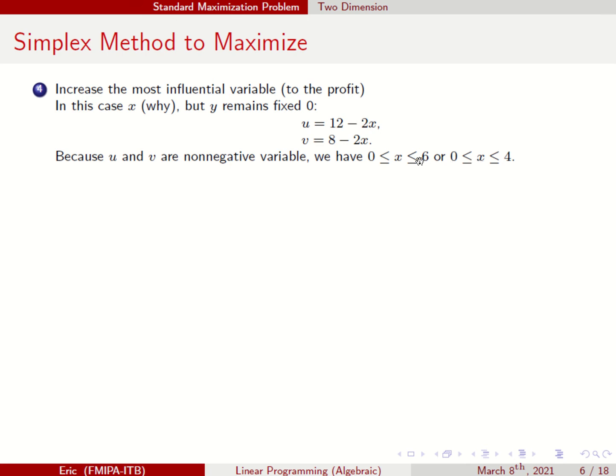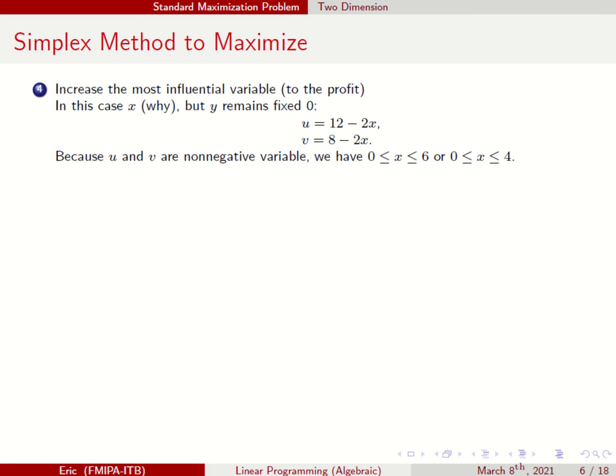What about the second one? v should be non-negative, so v should be greater than or equal to 0. And you can do algebra, and you have x should be less than or equal to 4. How do you get 4? 8 divided by 2. So x should be between 0 and 6, or 0 and 4. Which one will you take? 6 or 4? 6, isn't it?